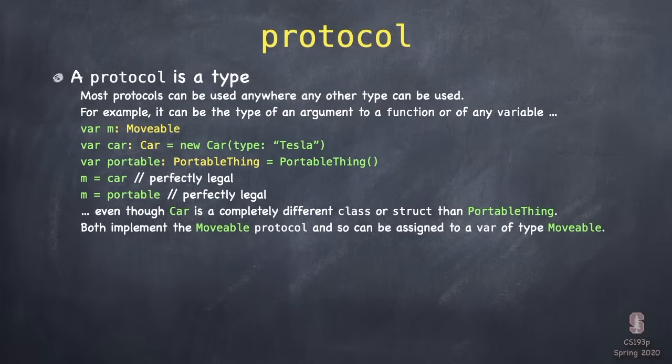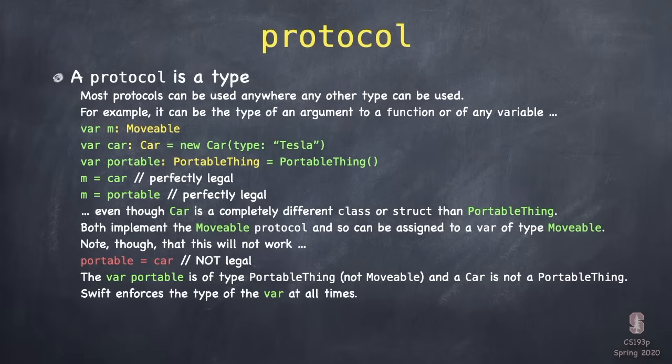And whether it's a car in there or a portable thing, we know that those vars and functions are going to be implemented because you're required to implement them if you say you're one of those things. But one thing to be a little careful of here, you cannot say portable equals car. The var portable up there is not of type movable. It's of type portable thing. Different. And so a car is not a portable thing. They're both movables, but a car is a different type than a portable thing. I think a car was a class, portable thing was a struct, so it's not even the same kind of thing. So you cannot say that.